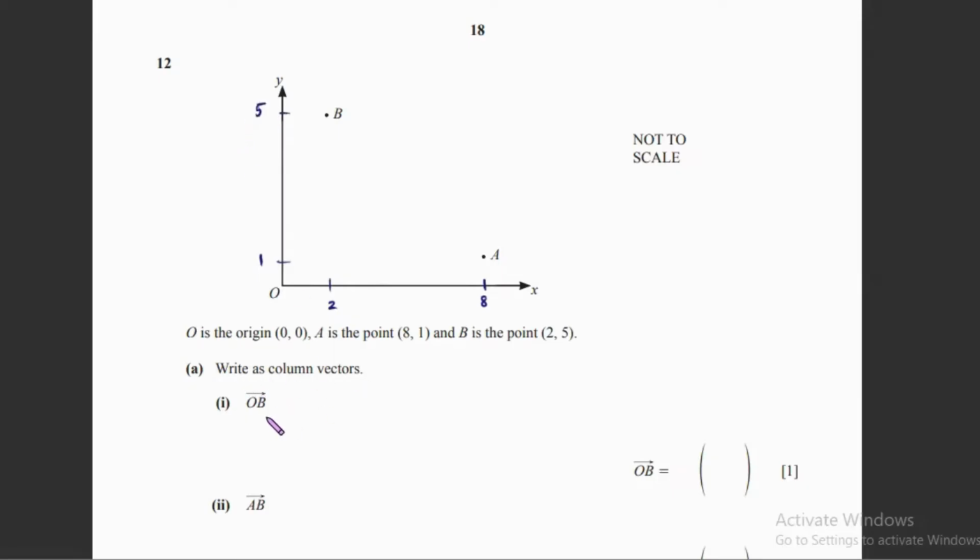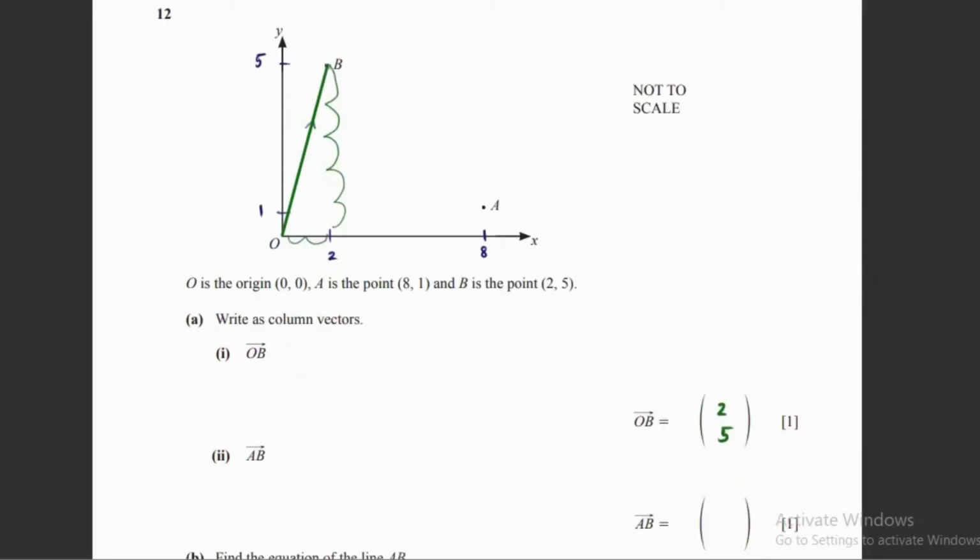Write as a column vector, that is O to B. So I need to find what O to B is. O to B is going to be this. So I need to go 2 units to the right and 1, 2, 3, 4, 5 units up because it's here. So that's going to be 2 and 5. They both are positive because we are moving to the right and up.